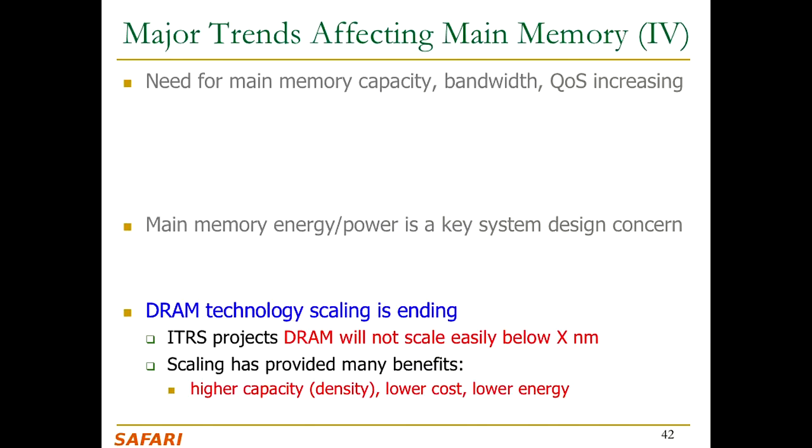Basically, people have been thinking that DRAM is not going to scale easily below some size. As you reduce the size of the circuit, it becomes much less reliable. ITRS, the International Technology Roadmap for Semiconductors, has been doing projections on future technology for years and years. They renamed themselves to something else that I don't remember at the moment. But they've been projecting that DRAM will not scale beyond some technology node. And scaling, reducing the size of the DRAM circuit, has provided many benefits, as we've seen, like capacity being the most important part, but also lowering the cost and lower energy. So if this ends, then there's a problem. And this is already ending, actually.